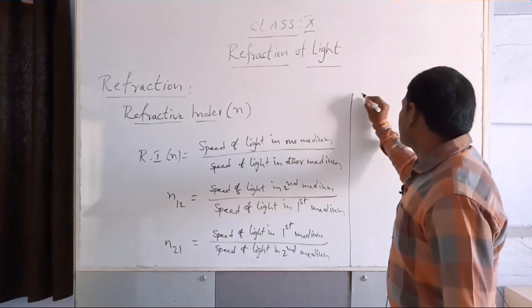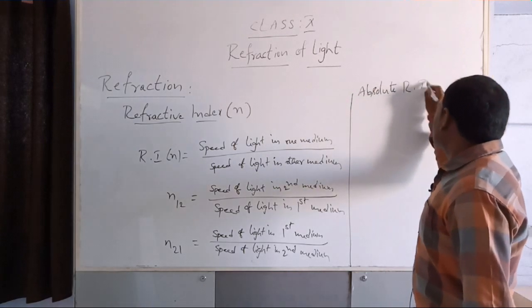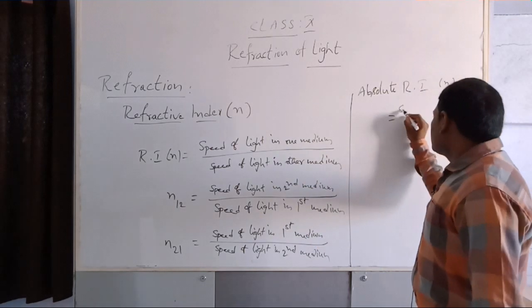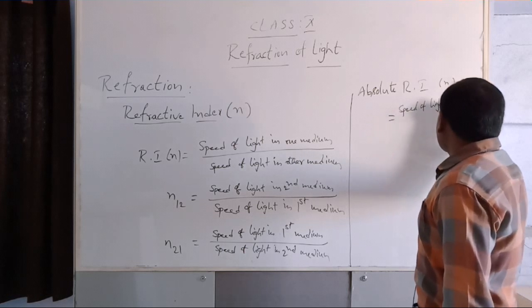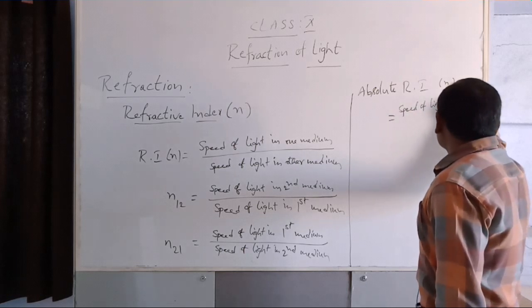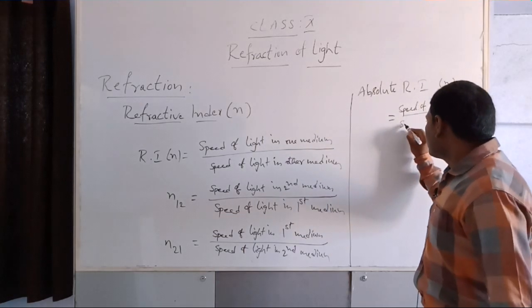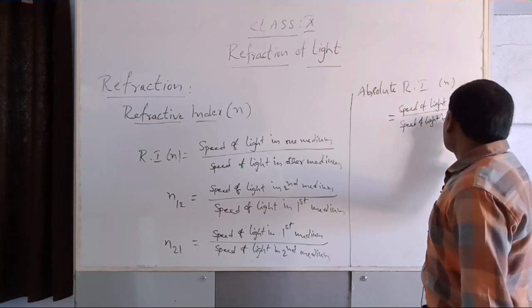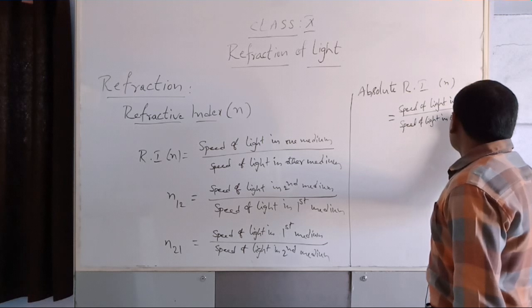So absolute refractive index N is equal to speed of light in vacuum, or air, divided by speed of light in other medium, or specific medium.